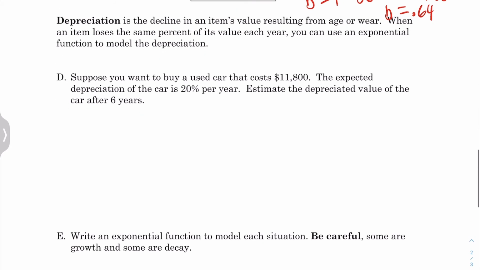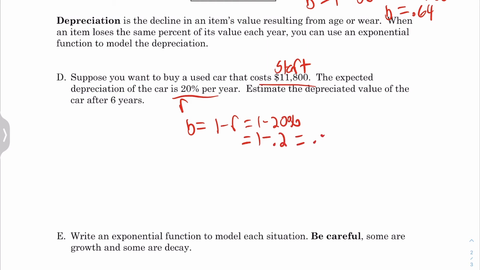Now let's do this first question. If we know the cost, then this is the start. We're supposed to depreciate by 20% each year. This is the R. We need to convert the R into the B. B is 1 minus R, which is 1 minus 20%, which is 1 minus 0.2, which is 0.8. We're supposed to do it over 6 years. 6 years is the period. And let's just make sure that R is also using per year. Yes, it is. So we're just going to have to plug in 6 for x.